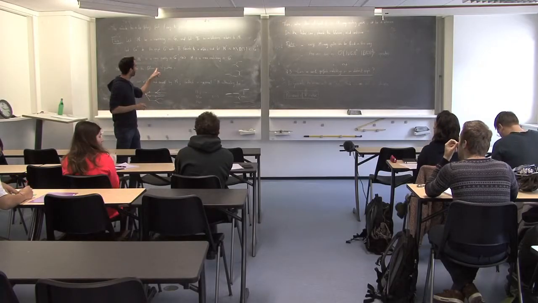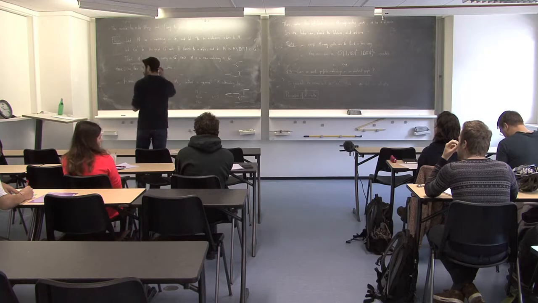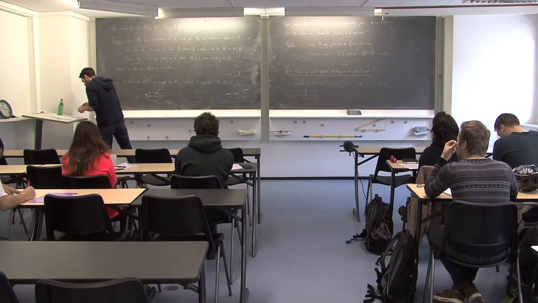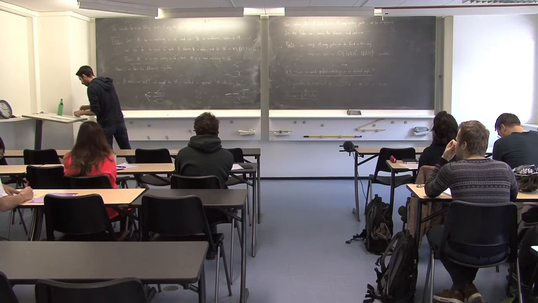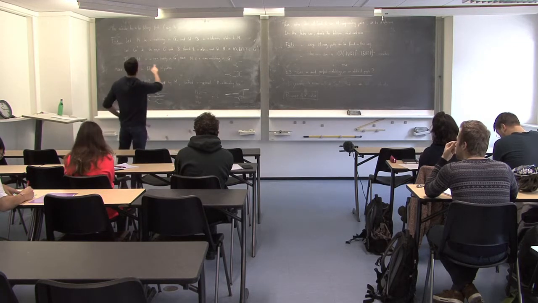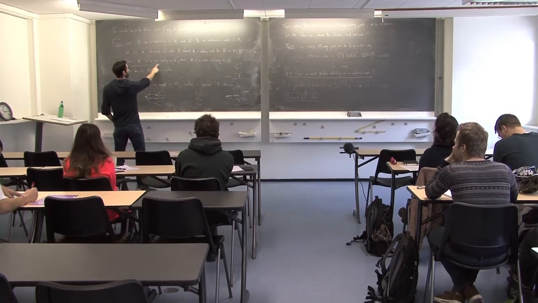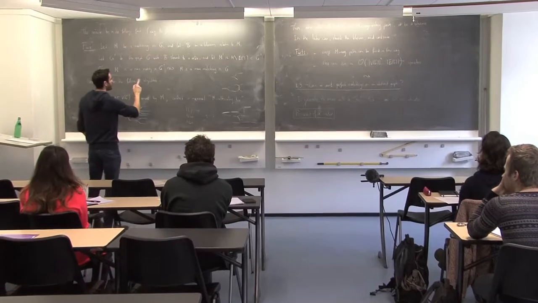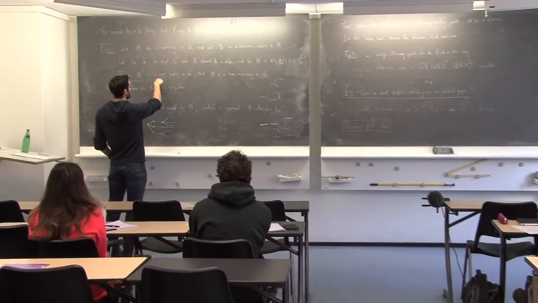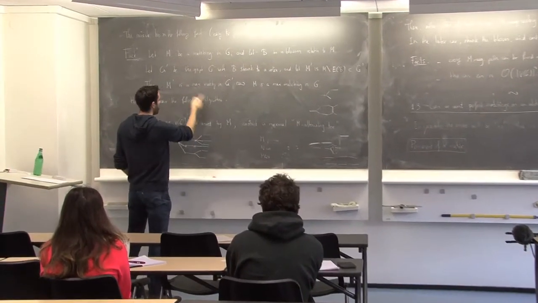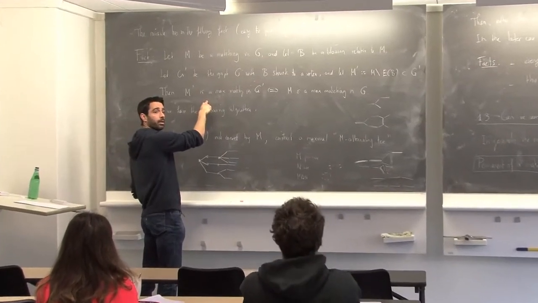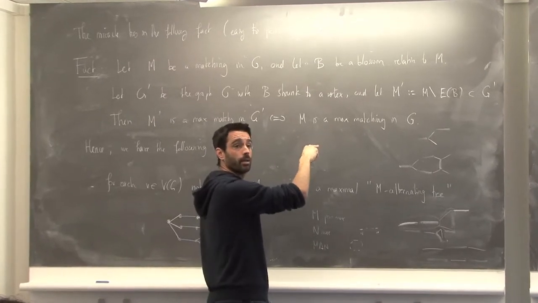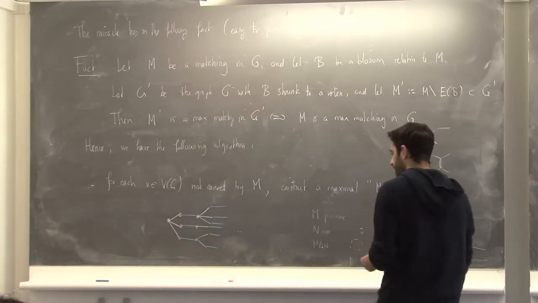Okay, maybe I'll just come back to this discussion. I had two questions, two people asking me the same question, which is a good question. So here, you see, not only is M prime a maximum matching in G prime if and only if M is a maximum matching in G, but on top of that, if you find an M prime augmenting path here, it uniquely determines an M augmenting path here. So maybe let me just, so we had this example here.